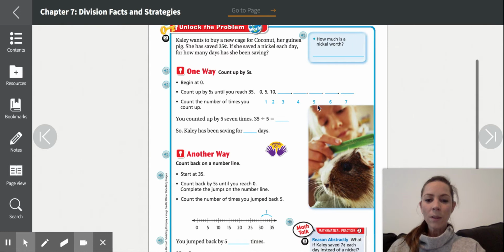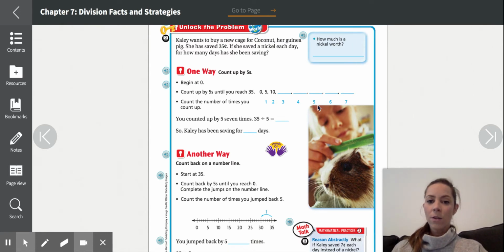It says Kelly wants to buy a new cage for Coconut, her guinea pig. She has saved 35 cents. If she saved a nickel each day, for how many days has she been saving?